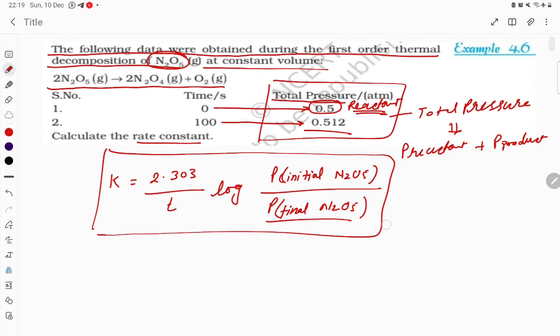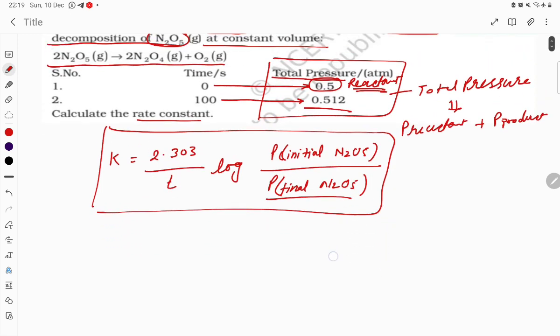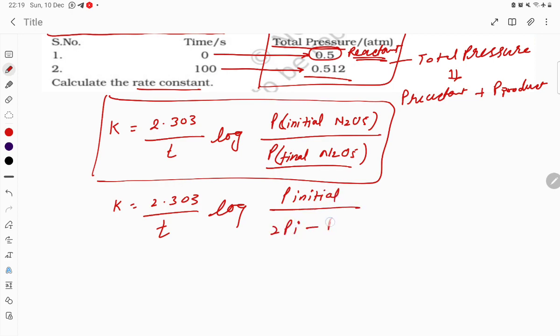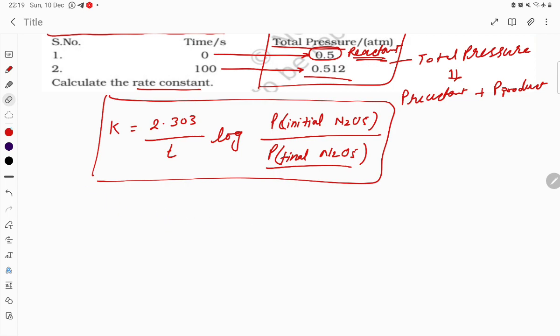Now there is another rule which you can use. If the coefficient is 1, then we can also use K is equal to 2.303 upon t log P initial upon 2P initial minus PT. This formula is also used. Let us try to understand how we can do it. You apply the first formula, that will be much better to solve every problem, and it will not provide any confusion.